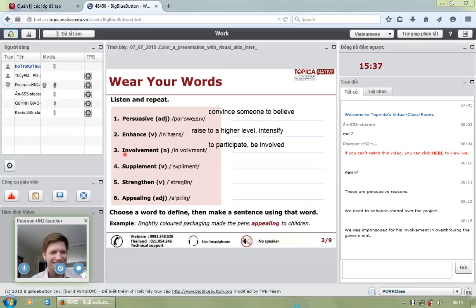Okay, and Xiao, how about supplement? Yes, supplement is add, to put more something, to make something clearer. Yeah, okay. So to add something, to add an extra element, that would be the verb definition. To add an extra element.